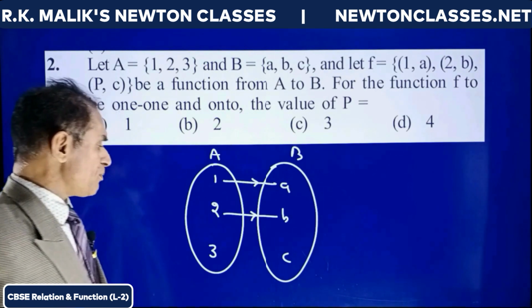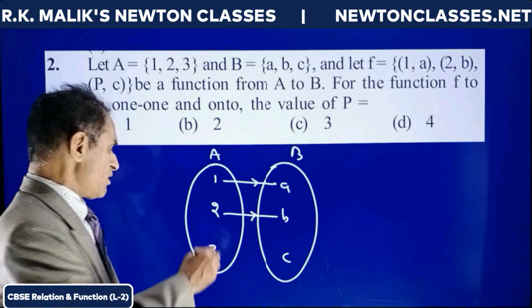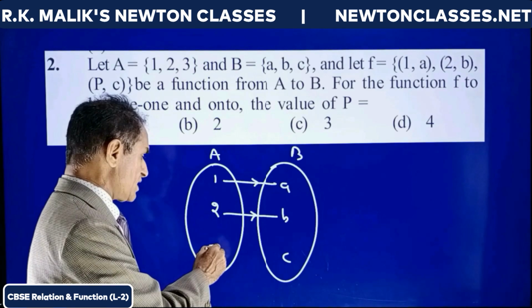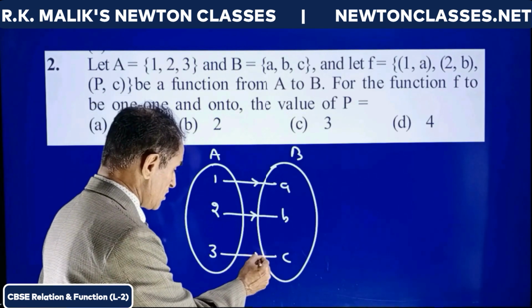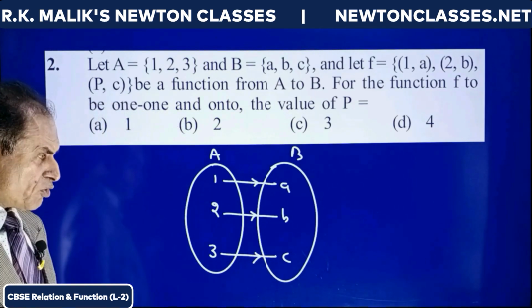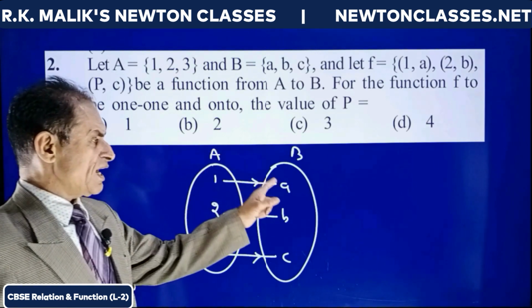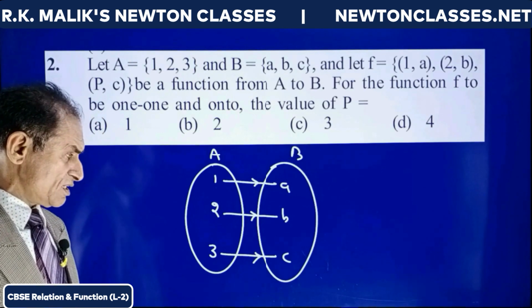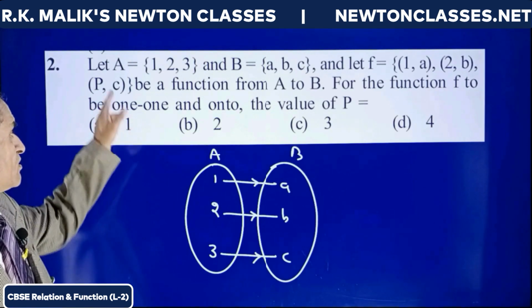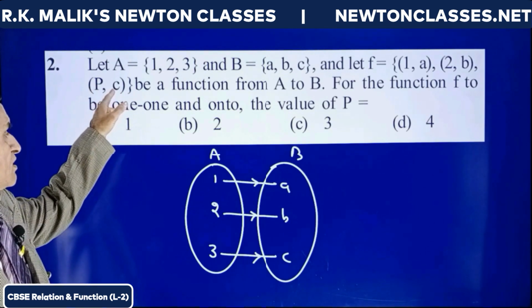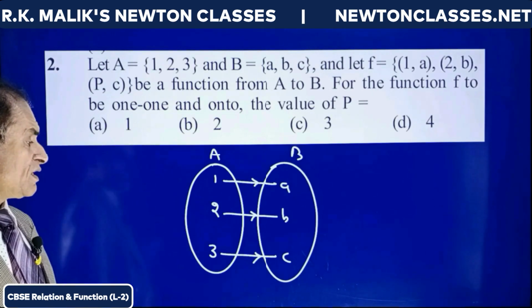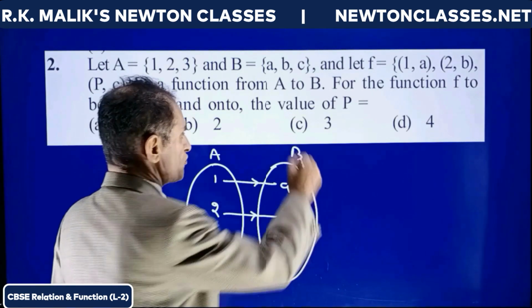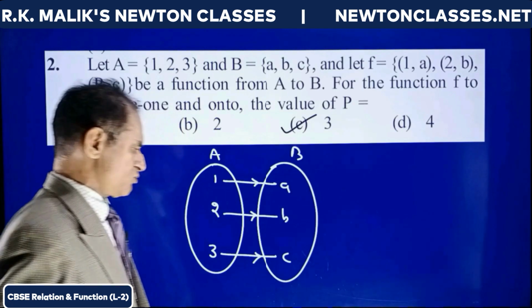And the only possible place where the arrow of 3 can go is C only, because on every element of codomain exactly one arrow should reach. Hence (3, C) means the value of P must be 3. Therefore C is the correct choice.